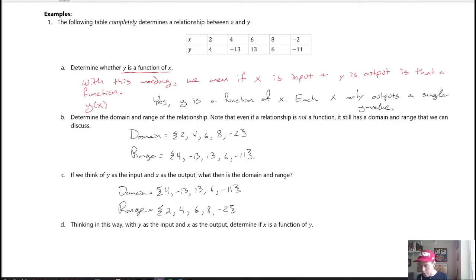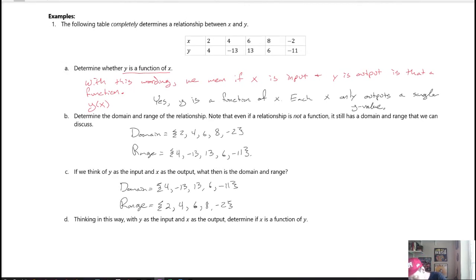So if we think in this way for part D, with y as the input and x as the output, can we say, is x a function of y? Can we say x of y, and is that a function? Is x of y a function?